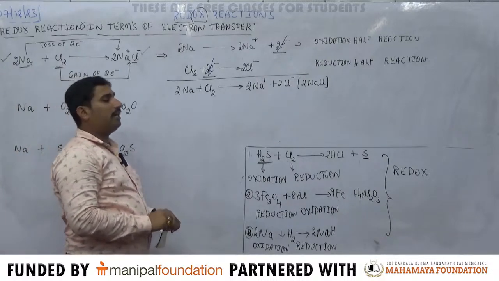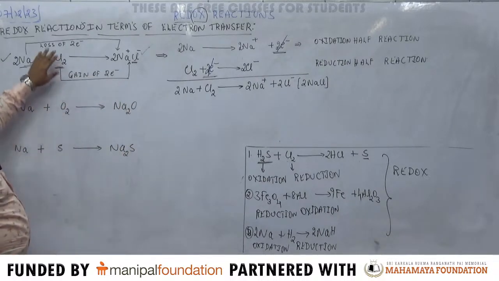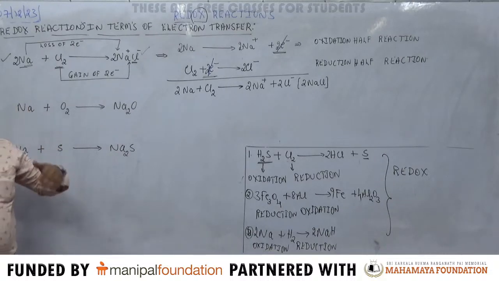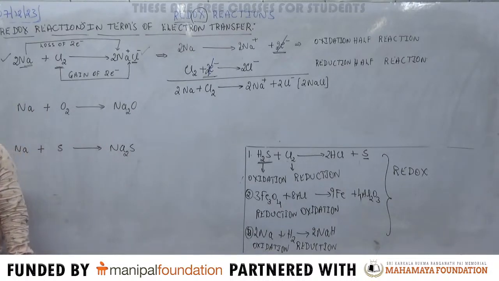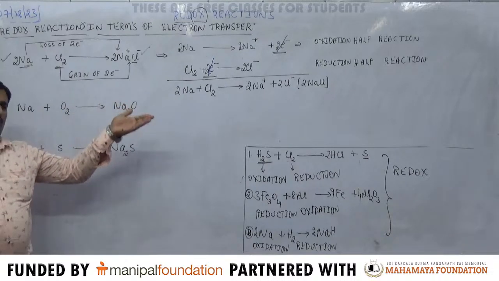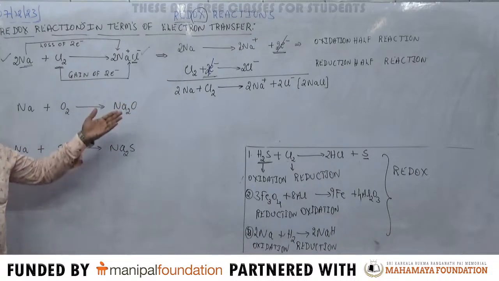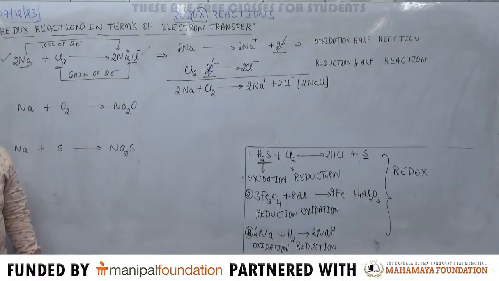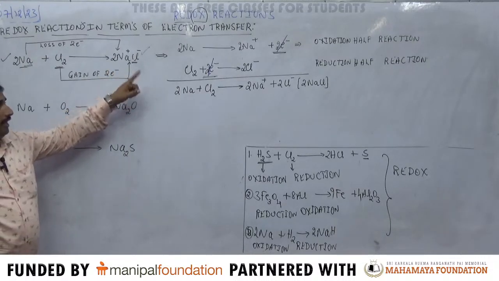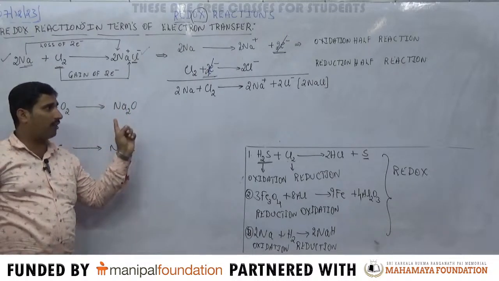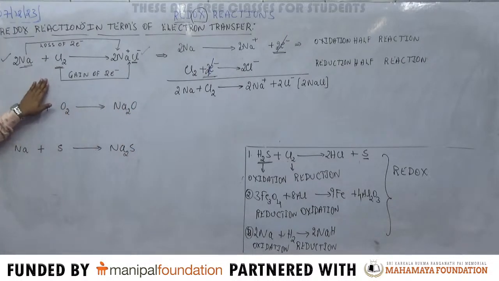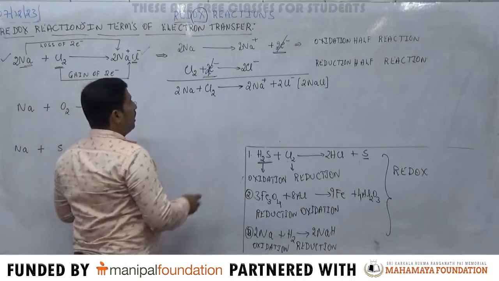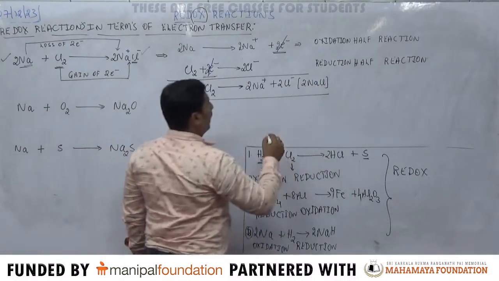So how we can define oxidation in terms of electron transfer? Loss of electron is an oxidation, or donation of electron is an oxidation. Reduction, gain of electron is a reduction. Is that clear to all? Fine. Now write the oxidation half reaction, reduction half reaction after completing this, and write the overall reaction.